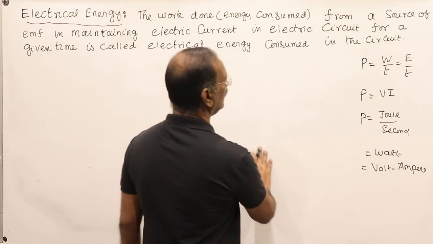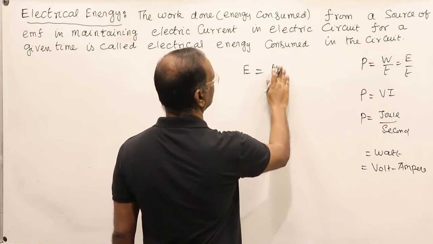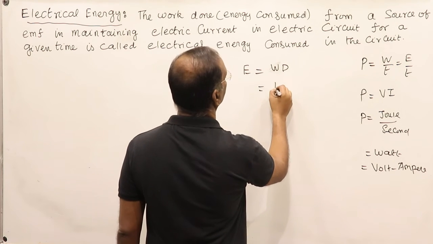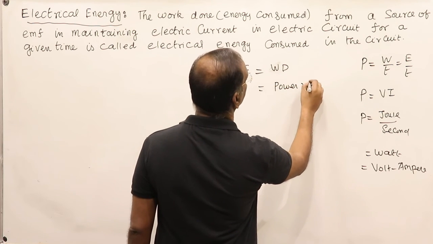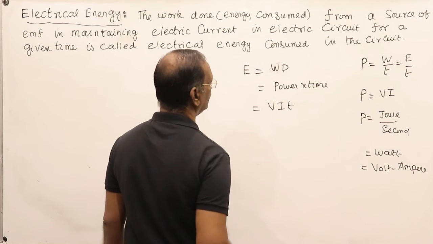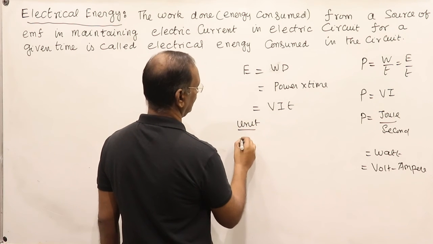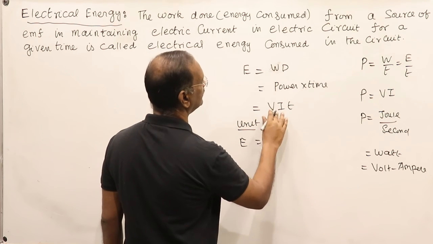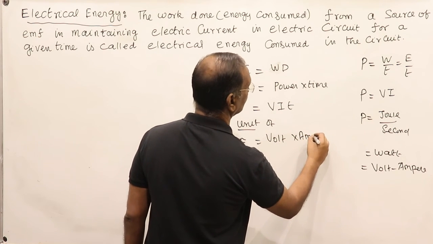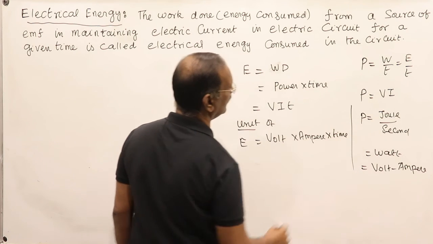Now, what is energy? Energy is equal to work done. What is work done? Work done is equal to power into time, that is power is equal to V into I into time. We can say unit of energy is equal to, this is volt into ampere into time. This is one way of expression.